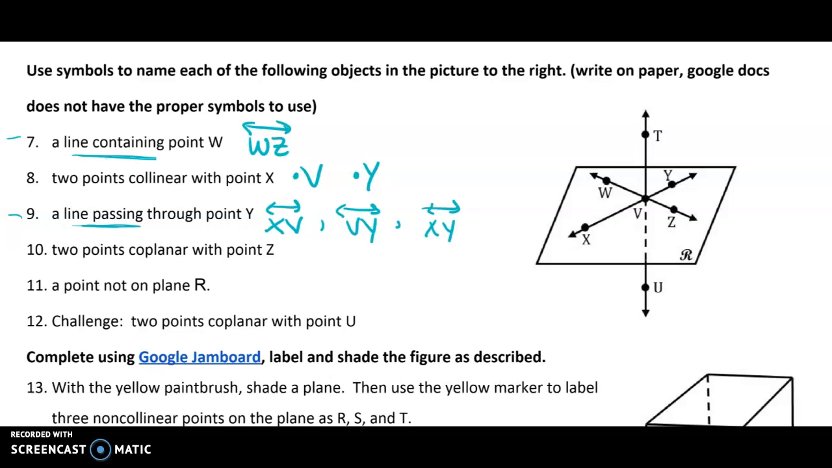Number 10, 2 points coplanar with point Z. So it's going to be any of the points that are in this plane R. So W, V, Y, X are all coplanar with Z. So you would say point W, point Y, point X, point V. Obviously, you don't need to say all of them. They just wanted 2, but your answers will vary there. A point that is not on plane R would be either point T or point U.